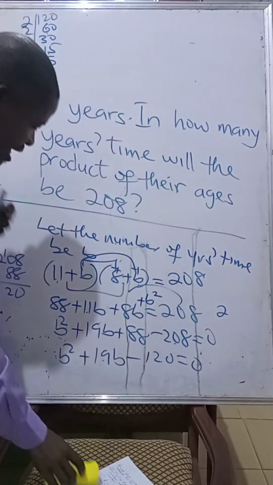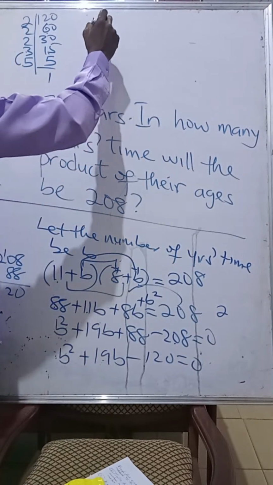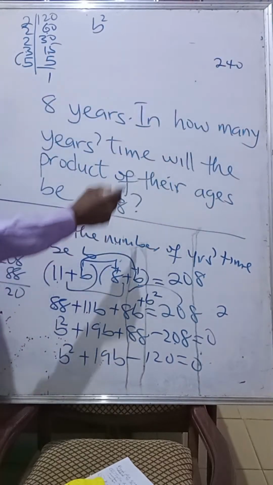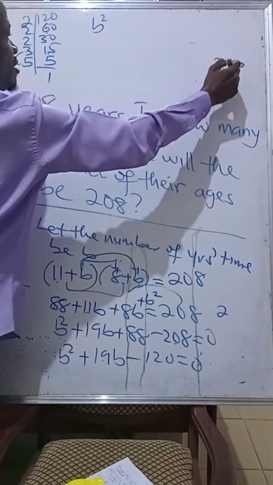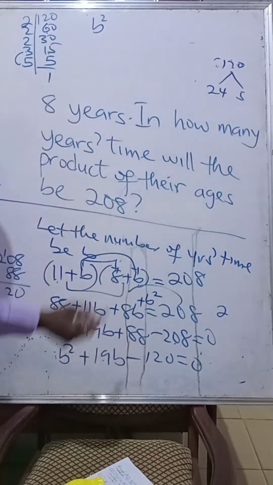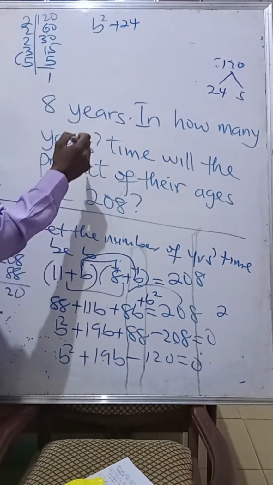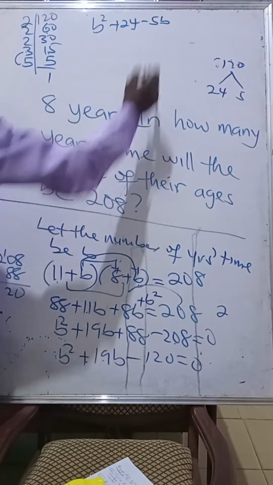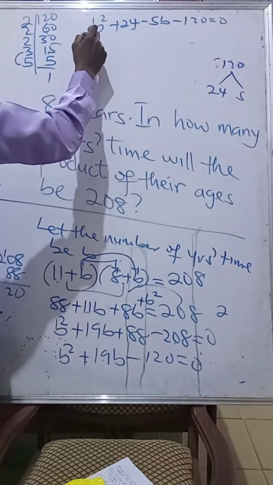So let's see 24 and 5. We're going to have b squared. How can we use 24 and 5, to give 120? So that will be plus 24b and then minus 5b, which will give us plus 19b, and then minus 120 equal to 0.